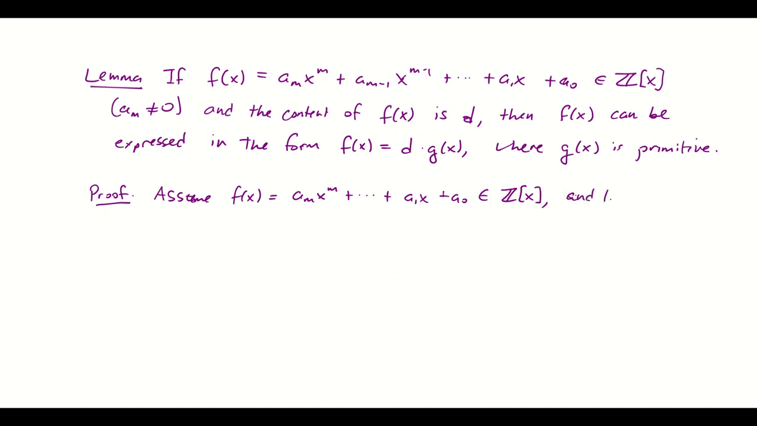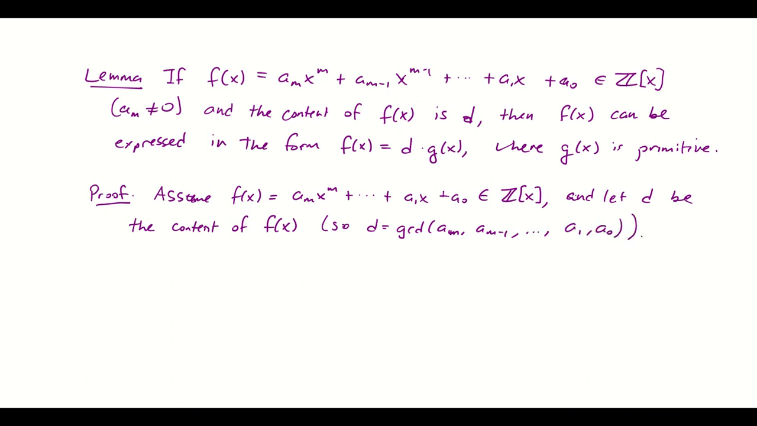And let d be the content of f of x. So d is equal to GCD of a_m, a_{m-1}, all the way down to a_1 and a_0. It's the GCD of all those numbers. So let d be the content of f of x.